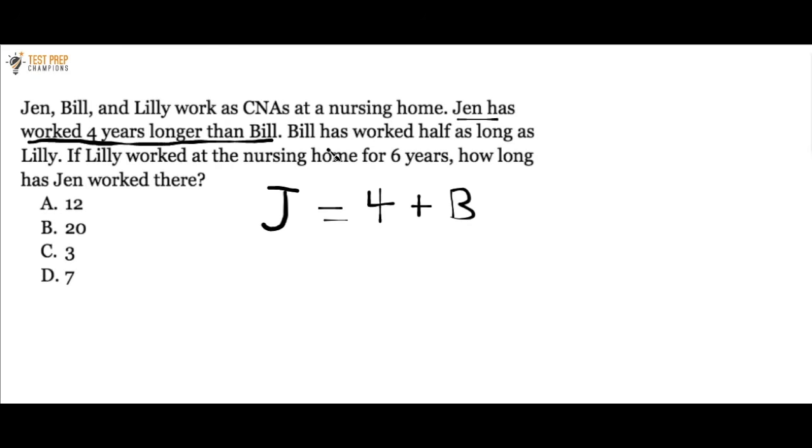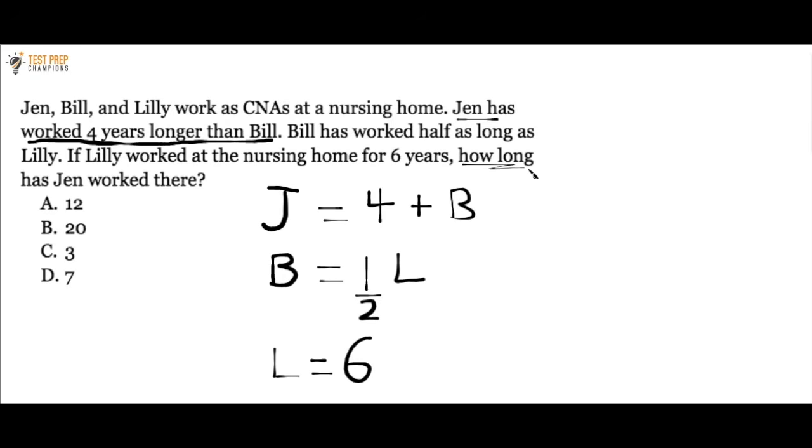Now let's go down to this. It says Bill has worked half as long as Lily. So how can I write that as an equation? Well, I'm going to start with B. So B, or the number of years Bill has worked, is half as many as Lily. So I'm going to put B equals half L. So now we know it says if Lily worked at the nursing home for 6 years. Okay, so Lily worked at the nursing home for 6 years. So let's say L equals 6.